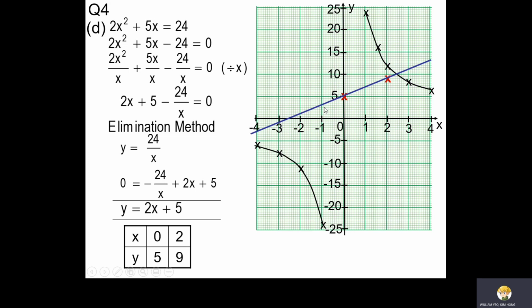So how many answers? Only 1, because here, nothing here. It doesn't touch this line. What is the answer? 2.45. So far so good? I hope you got the rough idea of this question in paper 2 part B.